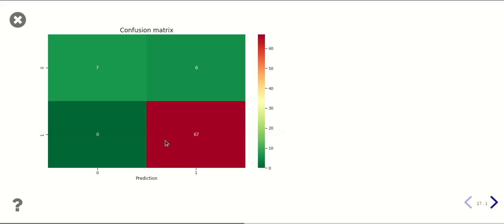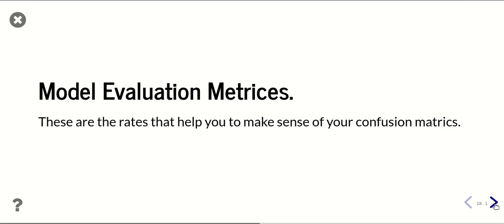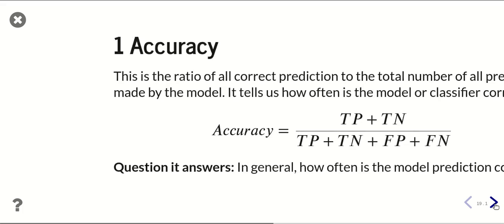So whenever building a model, you want the true positives and the true negatives on the main diagonal to be bigger than the false positives and the false negatives. That makes sure that your model is not misclassifying data. Okay, so now let's look at the evaluation metrics. These are just rates, a set of formulas and definitions that help us to make sense of the confusion matrix.